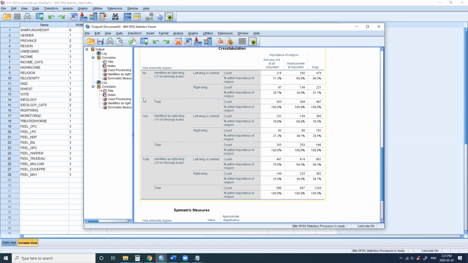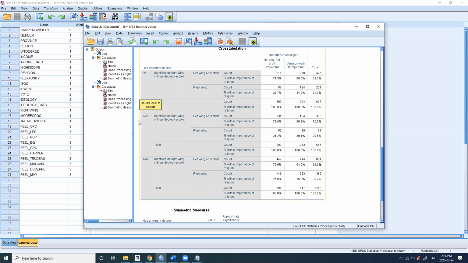So we now have 2 partial tables, one for those without a university degree and one for those with a university degree. And we see that for those who do not have a university degree, 28.7% of those for whom religion is not very or not at all important identify as right-wing, and 34% of those for whom religion is very or somewhat important identify as right-wing, right? So the religious are 5.3 percentage points more likely to identify as right-wing than the non-religious folks, provided they don't have university degrees.